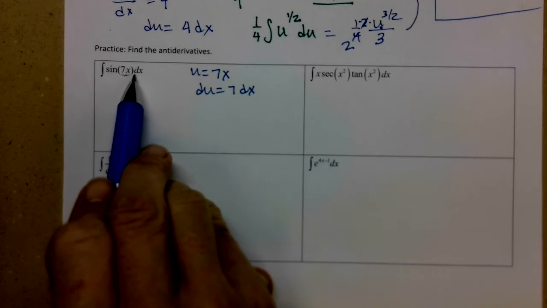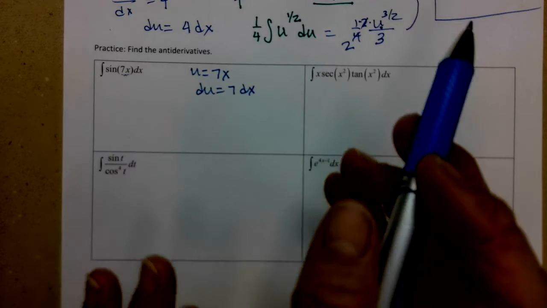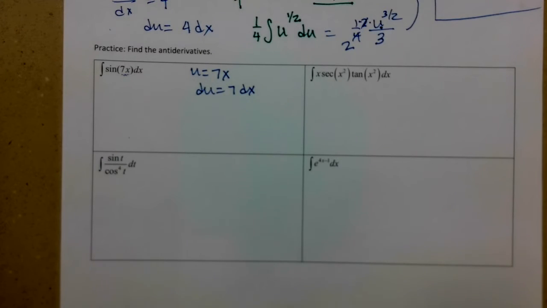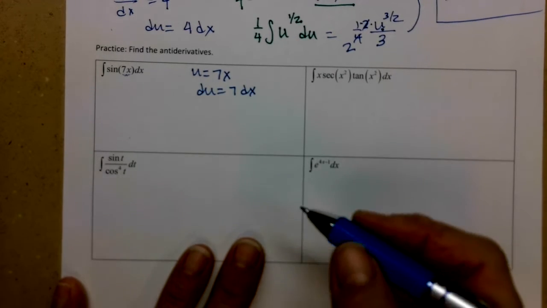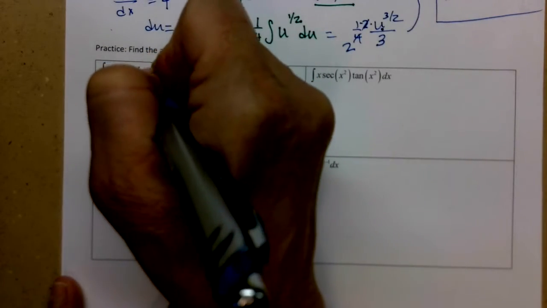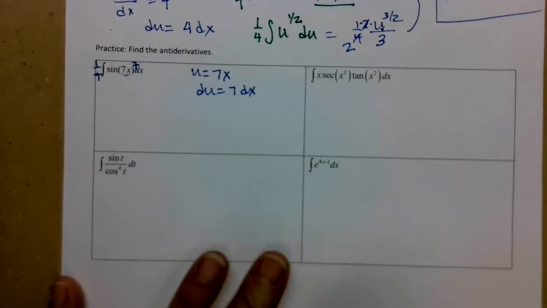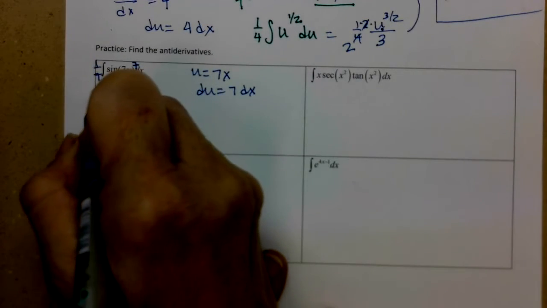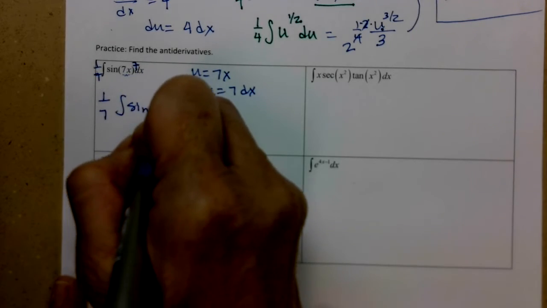So I don't have the 7 on the outside. Remember, you can't just pull that 7 from the argument of a trig function. If you mess with the argument of a trig function, you're going to know. You're going to look up some sort of trig identity somewhere. It's not just, oh yeah, that's what that was. But I can put a 7 on the outside. So I'll put a 7 here and a 1/7 out front to balance. So now I have 1/7 times the integral of sine u du.